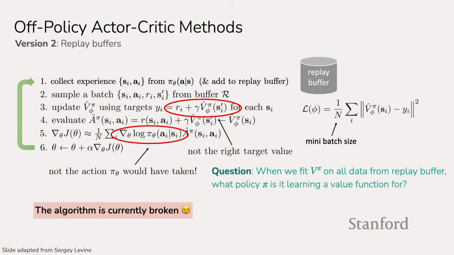Okay. The other thing that's a bit wrong about this is that this is also not the action that the policy would have taken. And likewise, when you pass the action into the advantage, that's also not the action that the policy would have taken. So we'll also see how we can fix that part. But first, let's talk about the value function.